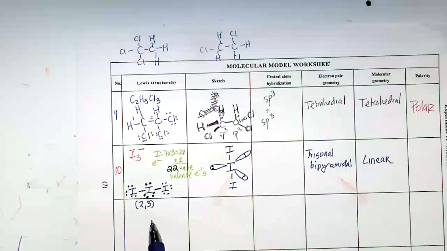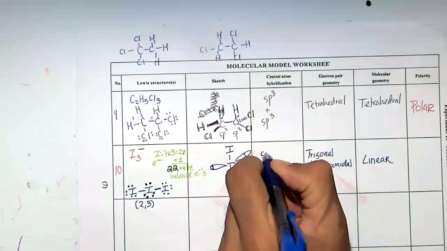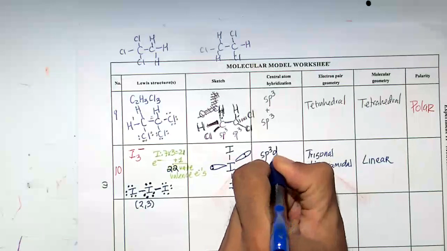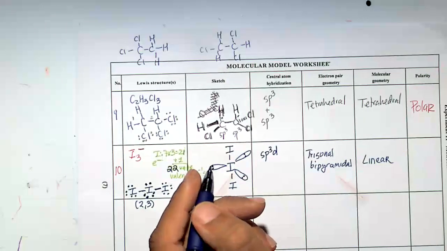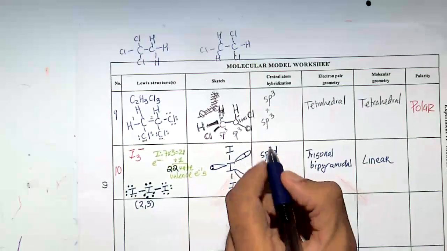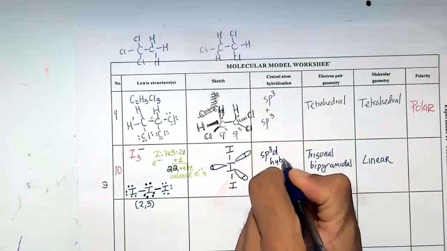What is the central atom hybridization? Two bonds, three lone pairs, a total of 5. sp3d. So it's sp3d hybridized iodine.